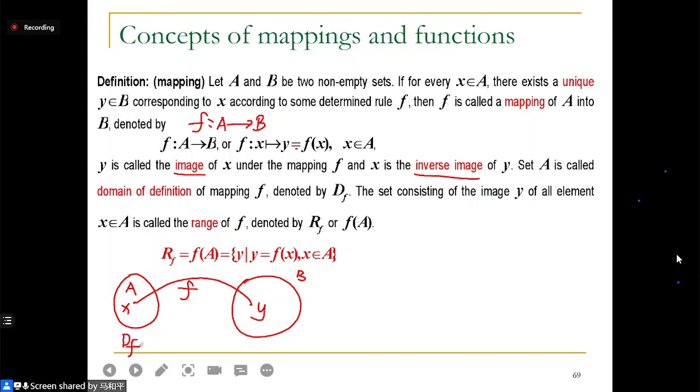The set consisting of the images y of all elements x belongs to A is called the range. This means the range we write is denoted by like this, R. This is the set of images y of all elements x belongs to A. So we can write f(A) is equal to, this is also a set, y such that y is f(x), here x belongs to A. So this is the range of f on A.